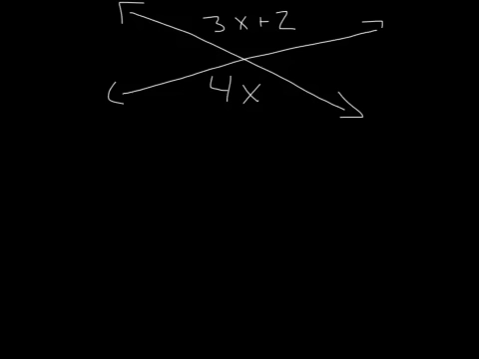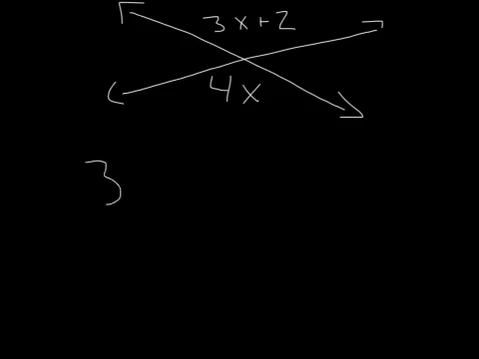Alright, let's say we had this picture up here, and our instructions were to solve for x. So I'm going to look at my picture. What do I recognize? Well, I see these two angles are right across from each other, so I think vertical angles, and I know vertical angles are congruent, which means they have the same measure. From there I can set up my problem.